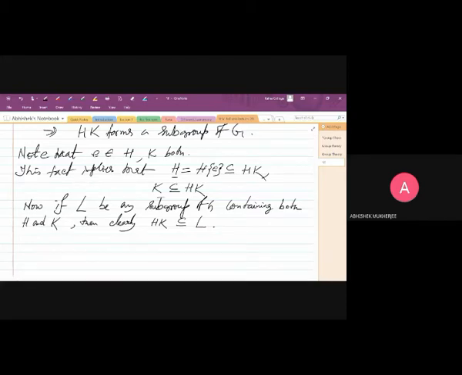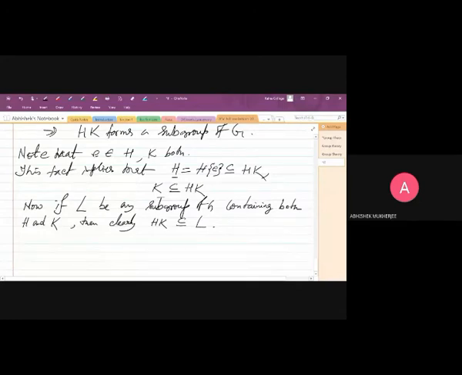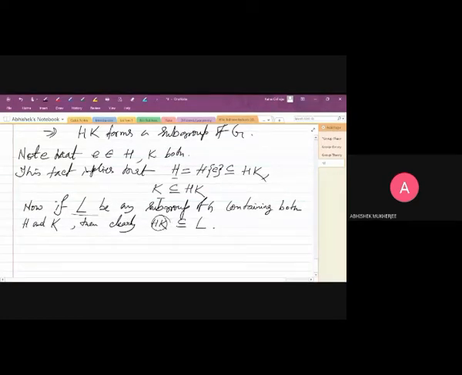Because H is in L, K is in L. So if you compose every element of H with every element of K, then small hk must be in L, because L is a subgroup of G, right? So you have seen that if L is any subgroup of G containing both H and K, then HK is the smallest.